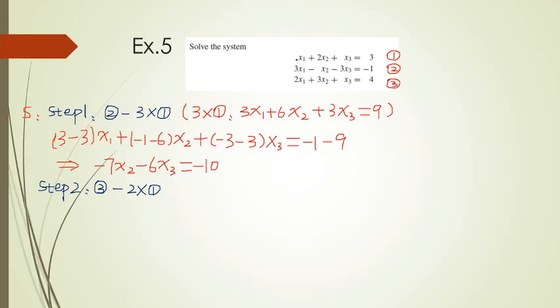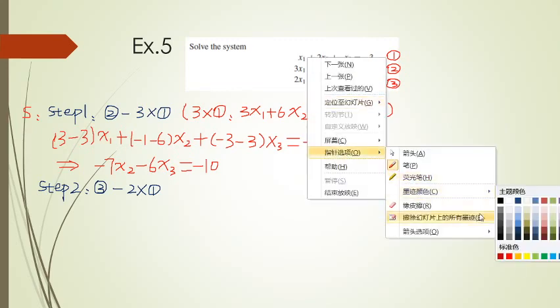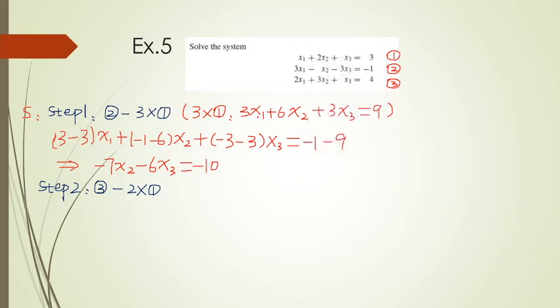So, the first equation times 2, and then the third equation minus the first equation, okay? So let's write 2 times the first equation. That is 2x1 plus 4x2 plus 2x3 equals 6, right?